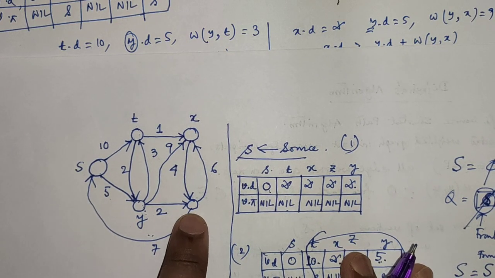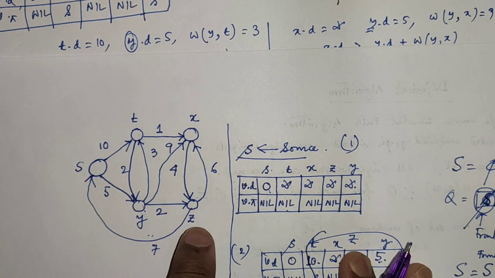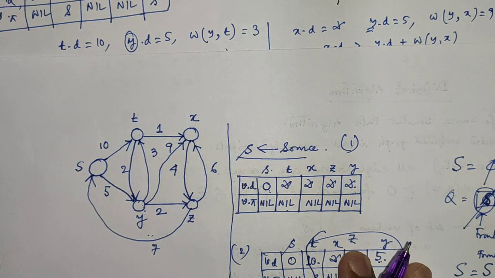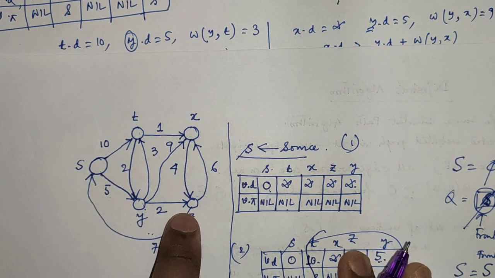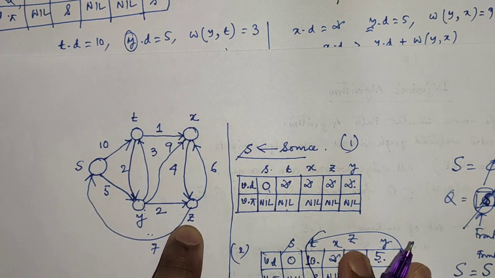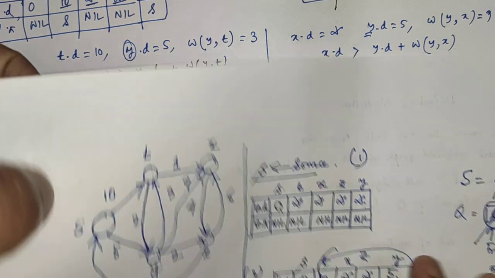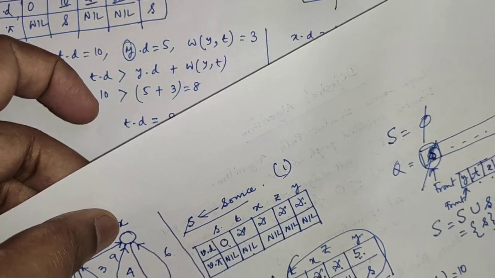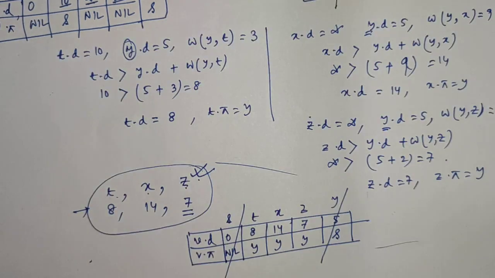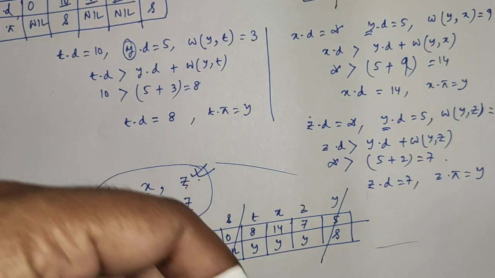Z, who are the adjacent of z? From z you can move to x. From z you can move to s. You cannot go back to s because s is complete. So only the vertex x is the adjacent of z. Right? So only the vertex x is the adjacent of z. Okay? And you are now exploring z.